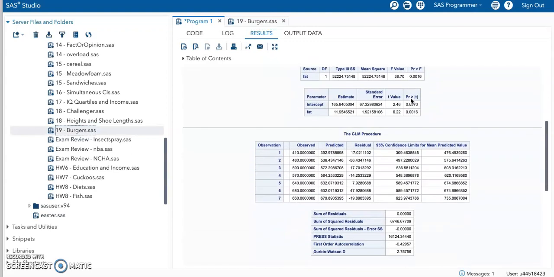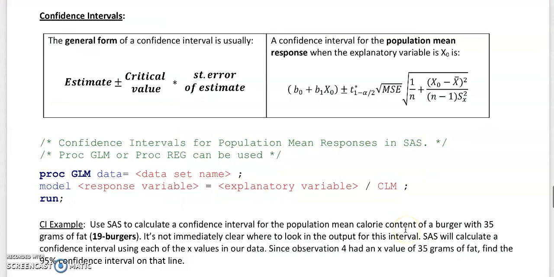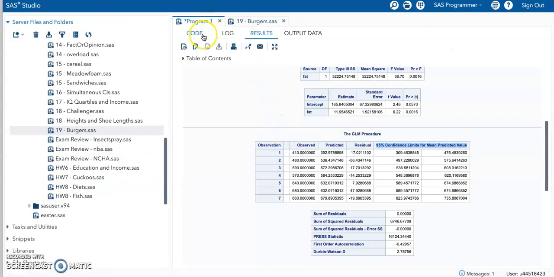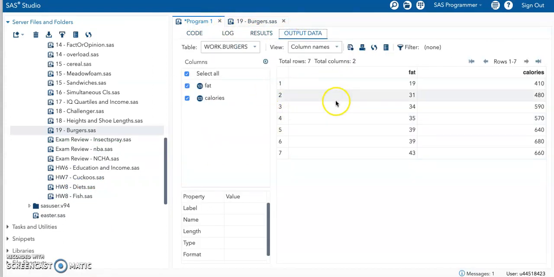And you can see that if I scroll down, I do have something that says 95% confidence limits for the mean. The problem is I don't know which of these confidence intervals I want. And what it says in the notes is that we are going to get a separate interval for every x value in our data set. So I can look at my data and see that, on the fourth line, that burger had 35 grams of fat. So the fourth confidence interval in my output will be a confidence interval for the population mean number of calories for all burgers with 35 grams of fat.